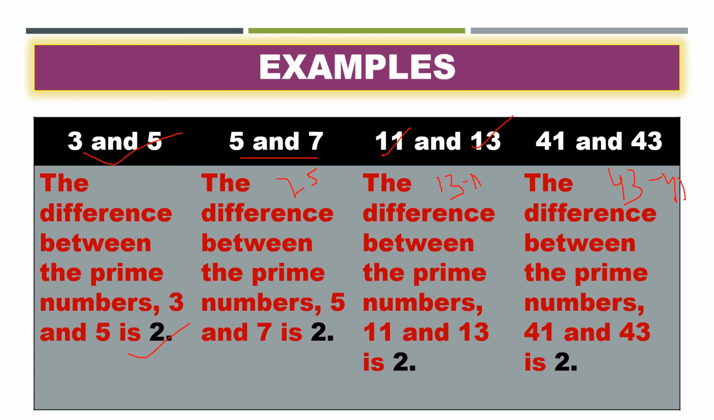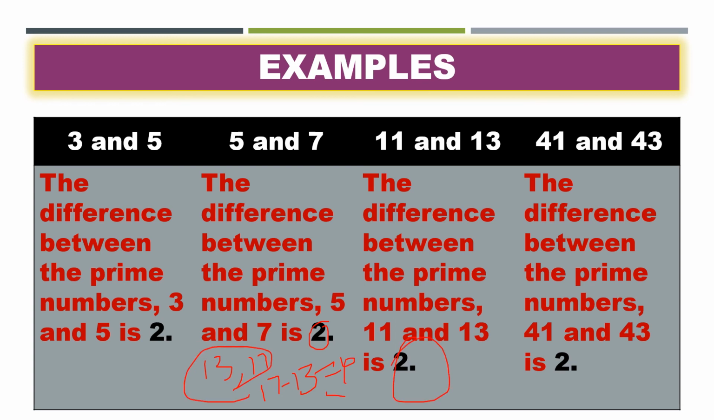Okay, so first you should take two prime numbers in such a way that the difference should be only 2. Okay, you cannot take like this 13, 17 because 17 minus 13 is 4. Right, but here your difference should be 2 only, but here it is 4, so these two are not twin primes. Okay, clear?